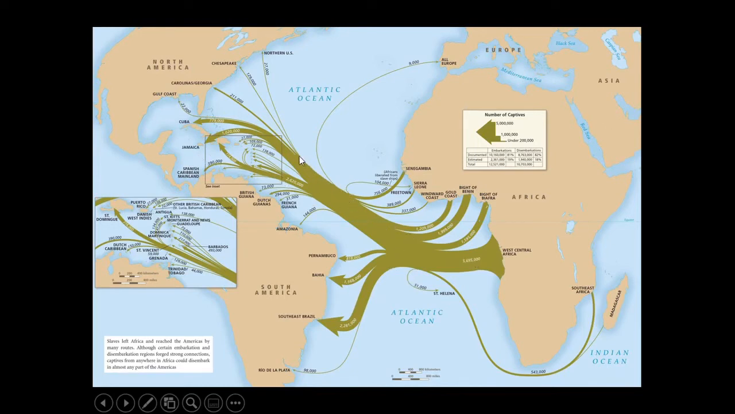And it actually shows that the flow to the United States was much lower compared to other parts of the world, other parts of the Western Hemisphere. And so the Atlantic slave trade, as just depicted here, is an example of a distributive flow map.